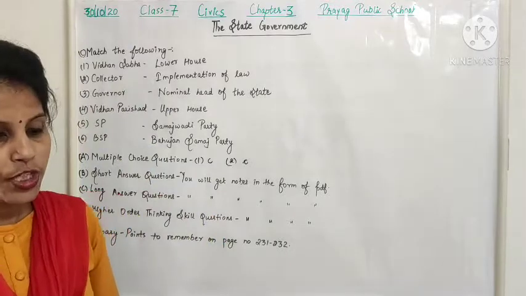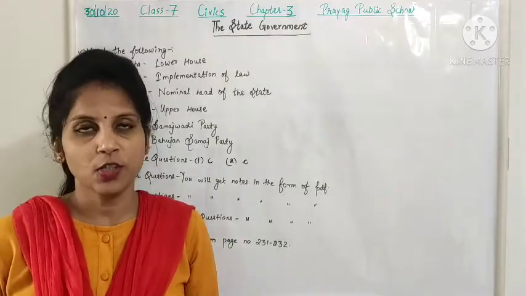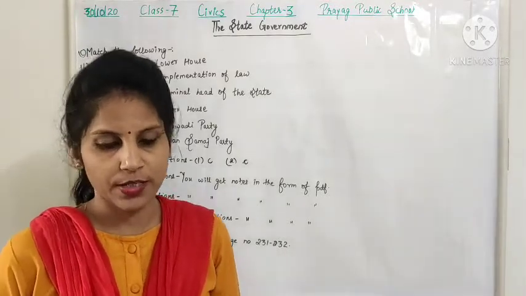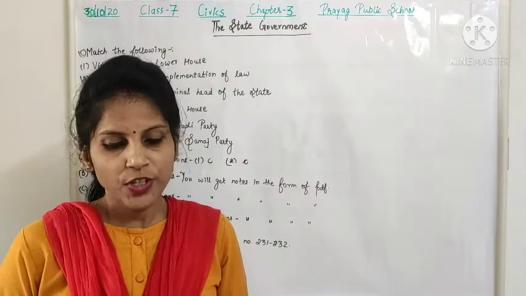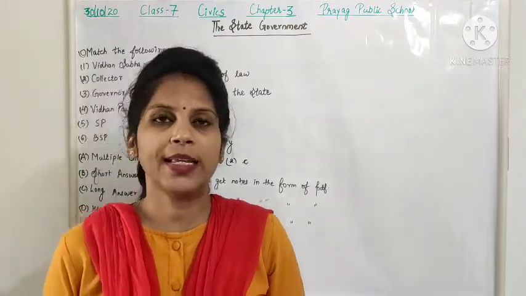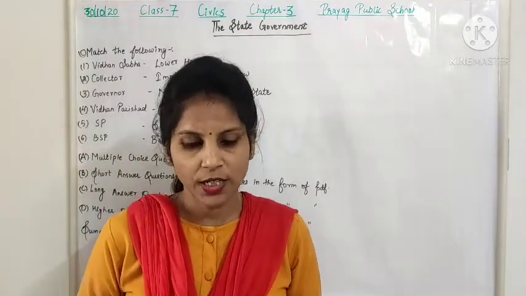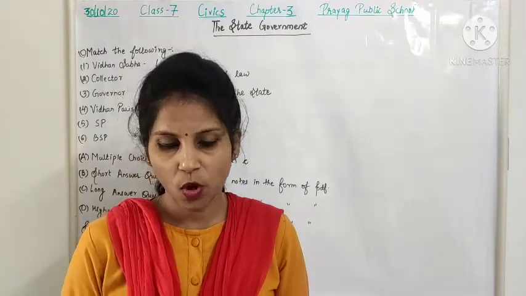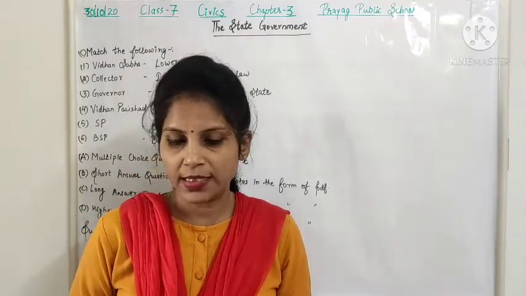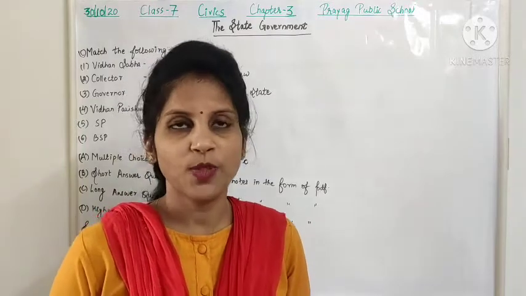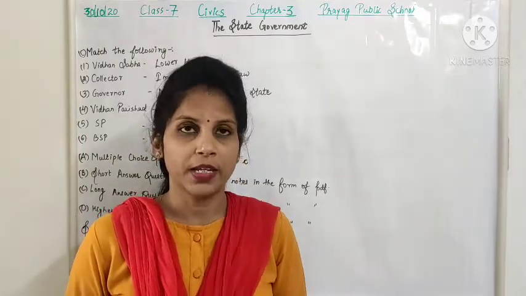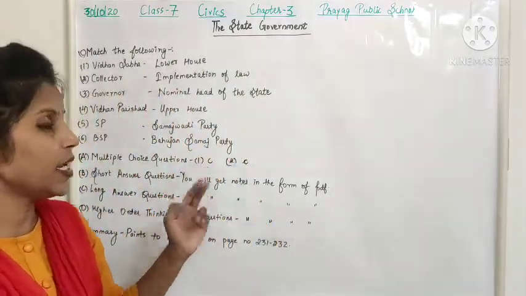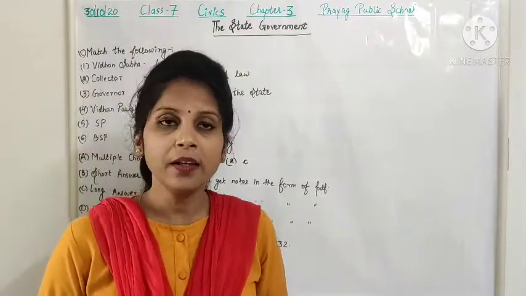233. Again, question number A, multiple choice questions, tick the correct options. First one, which of the following is true about the Legislative Council? Option A, it is a permanent body. Option B, every member has a tenure of 6 years. Option C, both A and B. So the right answer is option C, that is both A and B.